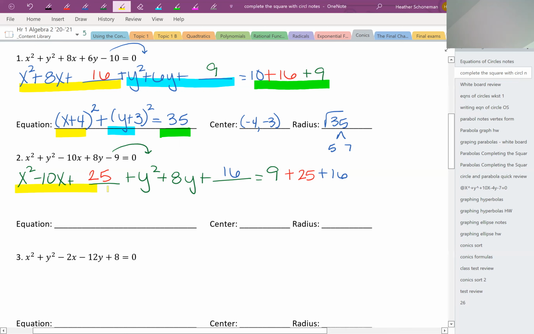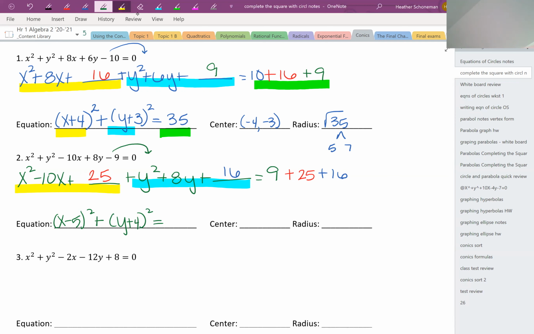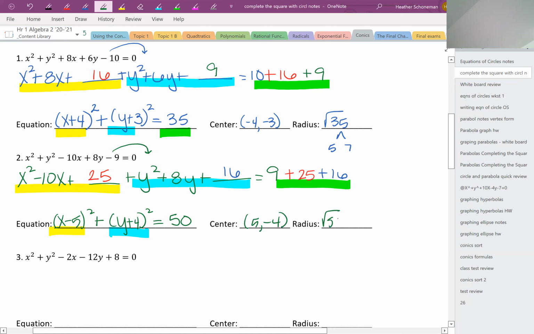So now we're going to factor the first three terms. So instead of thinking about factoring, just take half of this middle term. Half of -10 is -5, squared, plus. Now we're going to factor this part. Half of 8 is 4. 4 squared is 16. Okay. So this was this part, and this was this part. Now we're going to add all those together and we get 50. So our center is (5, -4), and our radius is the square root of 50. So this is 5 and 10, 5 and 2. So we get 5 square root 2.